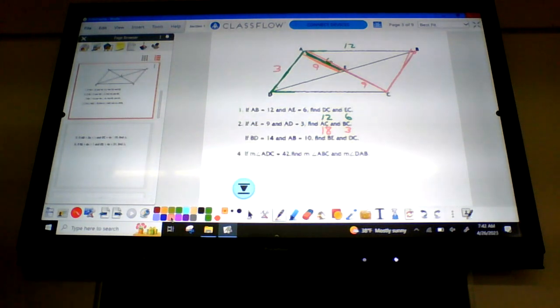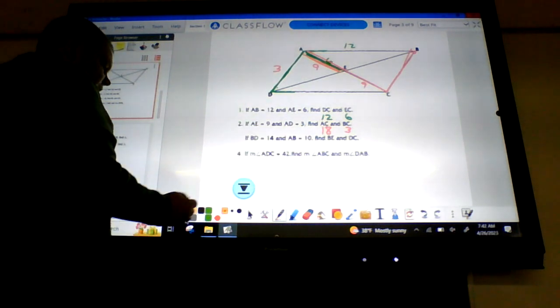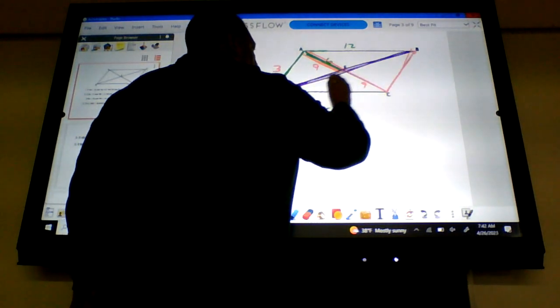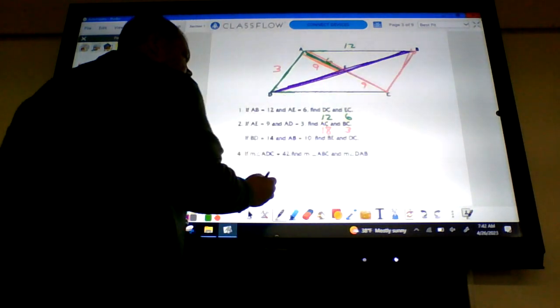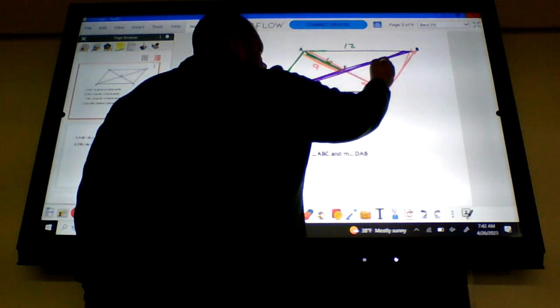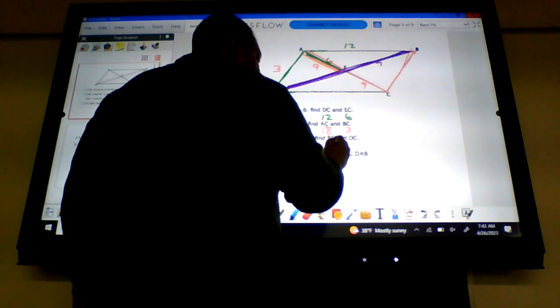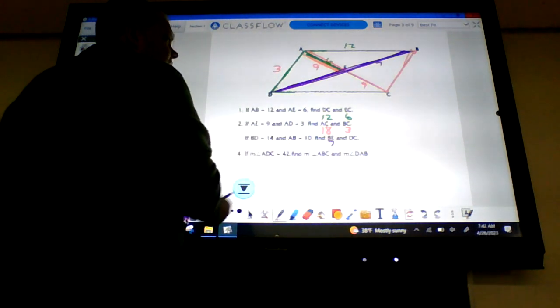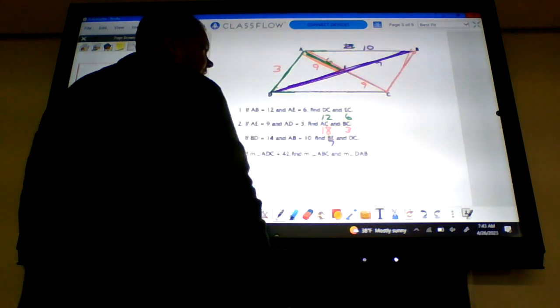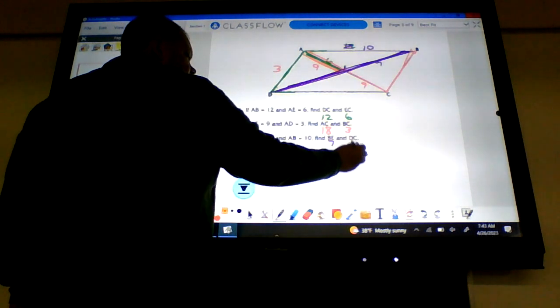Okay, for number 3, if BD, this diagonal all the way across, is 14, and I want to find the portion from B to E up here, if the entire purple length is 14, that piece from B to E is 7. And similarly, if AB up here at the top is no longer 12, but rather it is 10, then CD at the bottom is going to be 10 also.